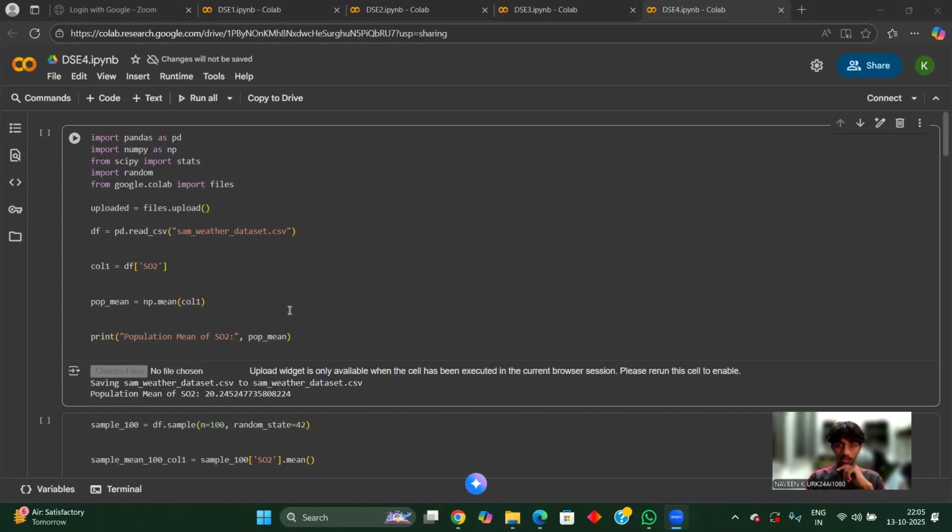The first one is calculating the population mean of SO2. In the first program, we calculate the population mean of SO2 from the dataset. We import necessary libraries, pandas for data handling, NumPy for numerical operations. The dataset is located using pd.read_csv. We select the SO2 column and calculate its mean using np.mean. Finally, we print the population mean. This gives us a baseline to understand the average level of SO2 in an entire dataset.